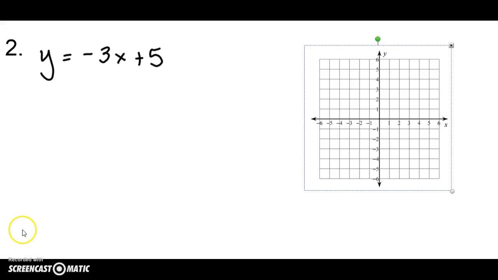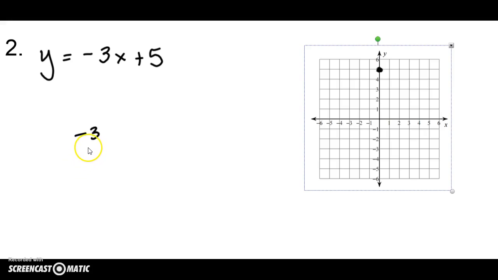Let's go on to number 2. Go ahead and pause the video now and try number 2. Just like the previous problems, I'm first going to start with my y-intercept, which in this case is positive 5. I'll go up to 0, 5 and plot a point. I'm going to look at the number in front of my x, and it's a negative 3.